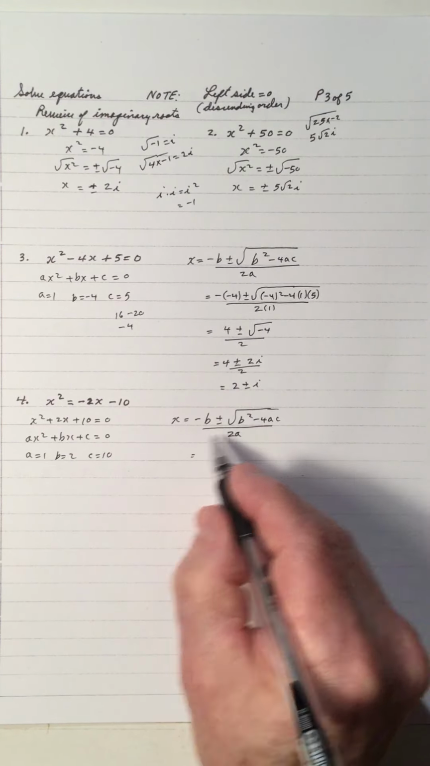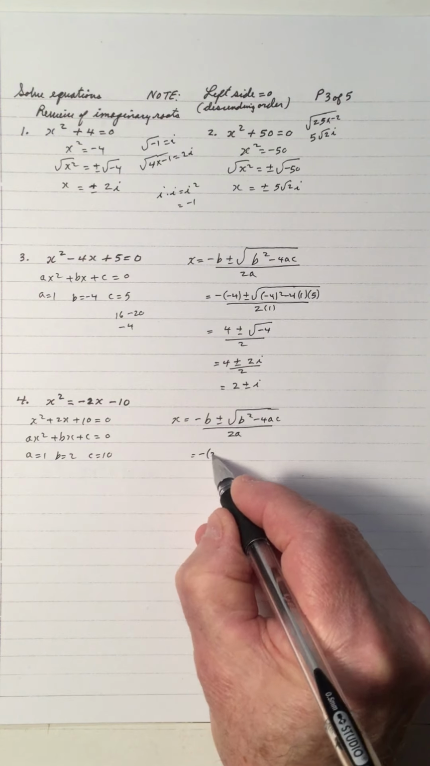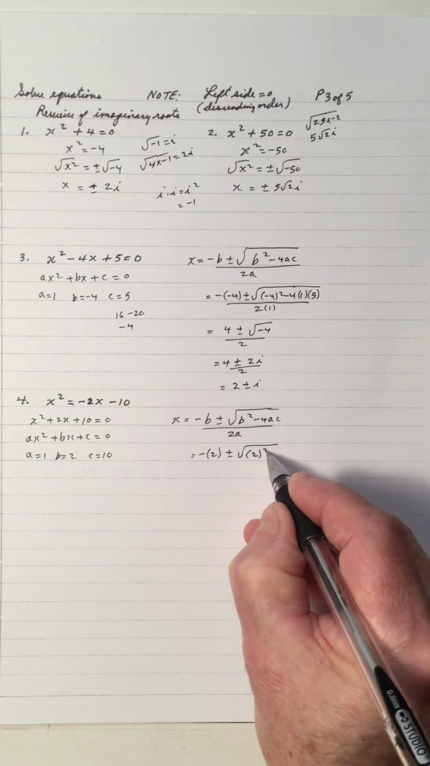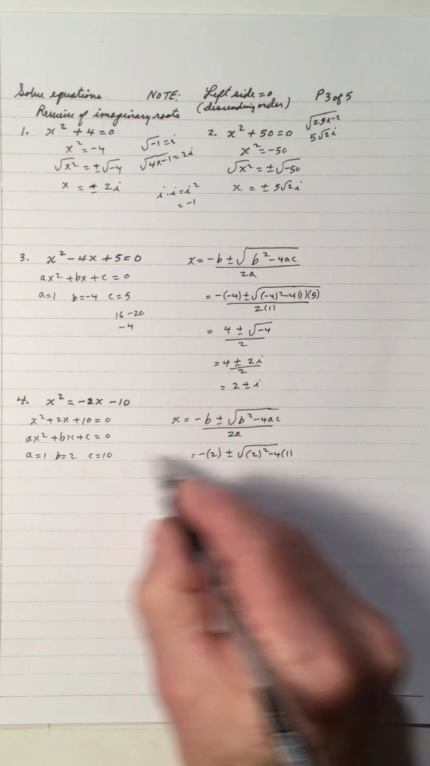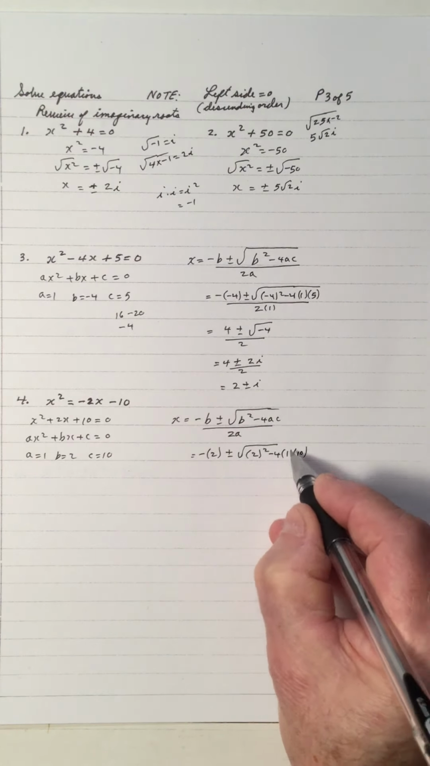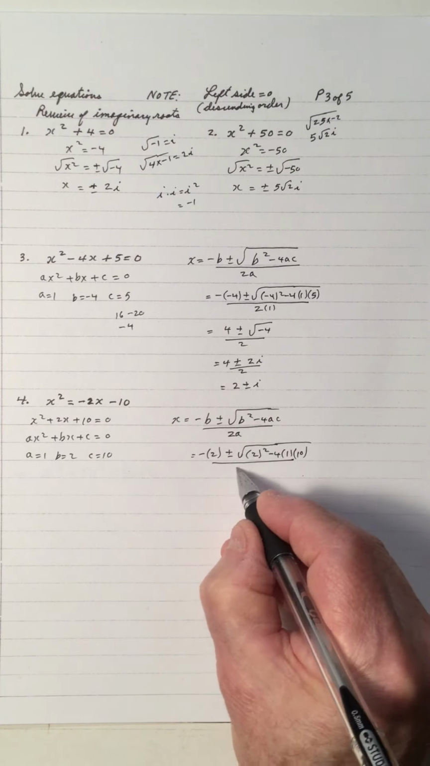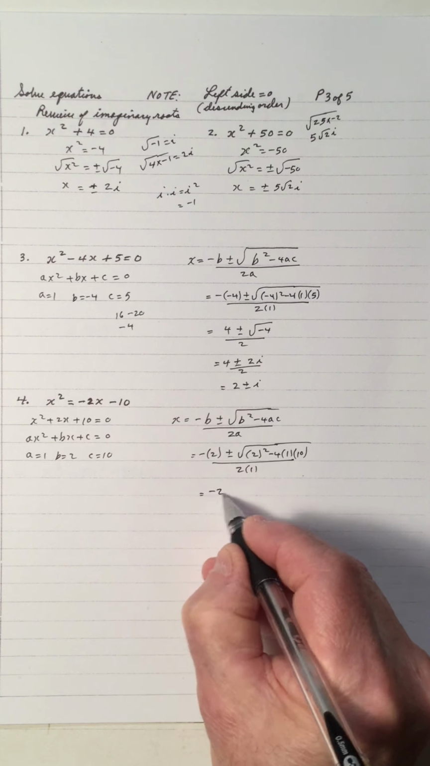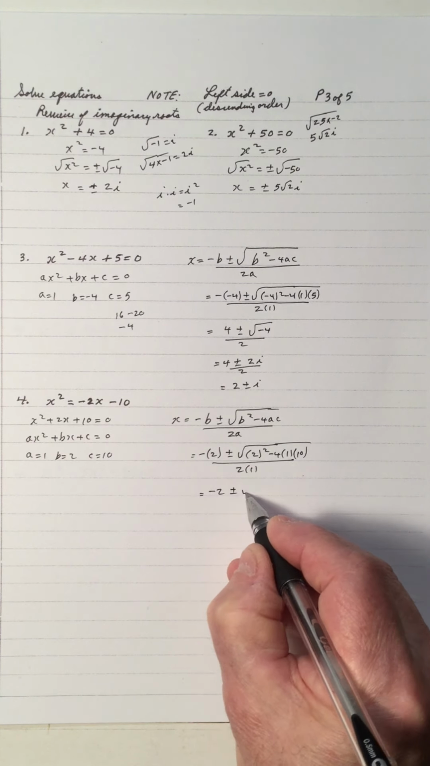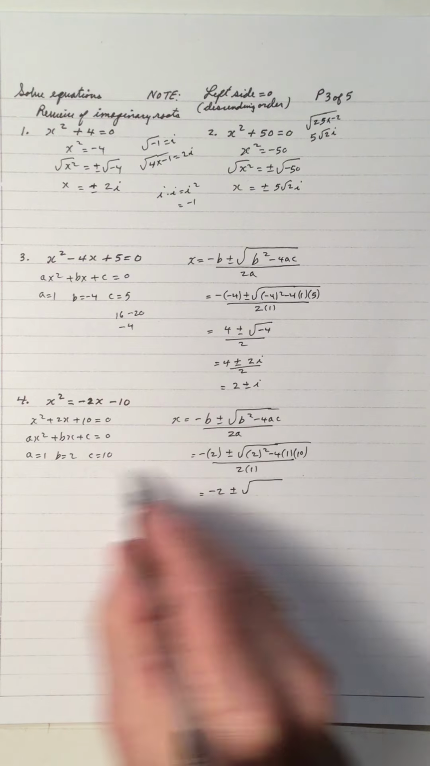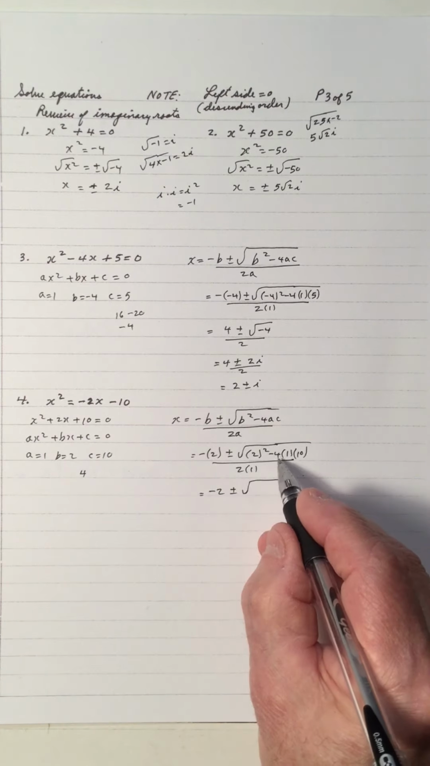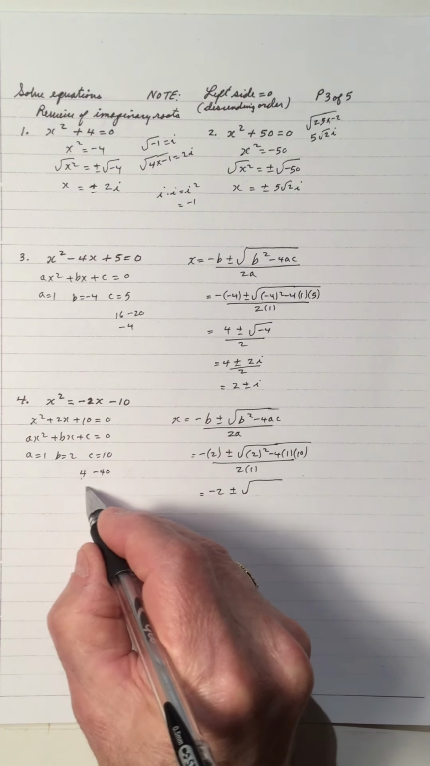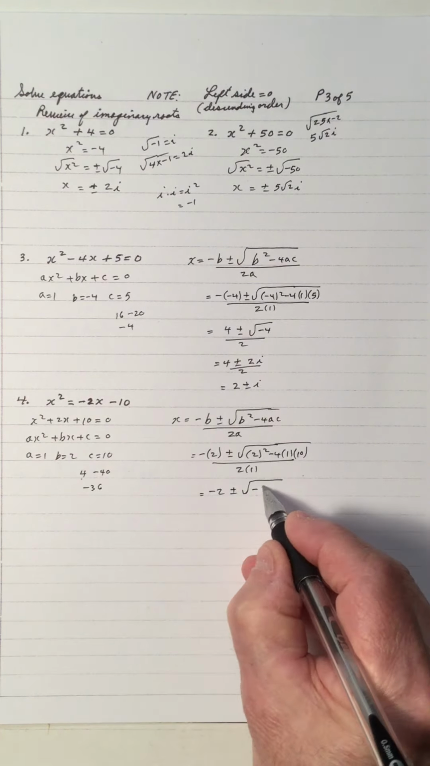So we got the formula memorized. b is 2, so that's the negative of 2, plus or minus the square root of b, which is 2, squared, minus 4, a is 1, c is 10, and a is 1. So the negative of 2 is negative 2, plus or minus. And again, I want to work this out over here. So 2 squared is 4. 4 times 10 is a negative 40. And that gives you negative 36.